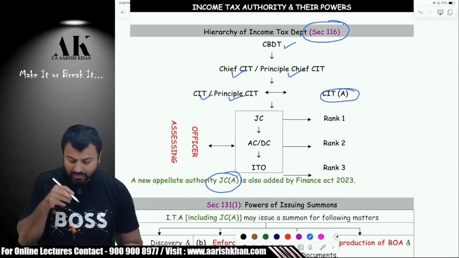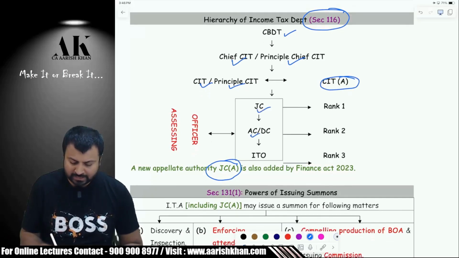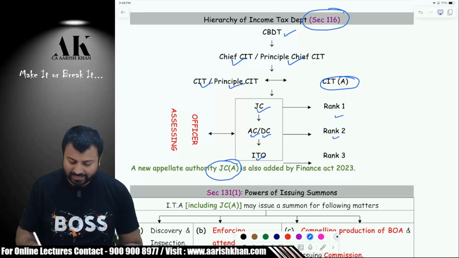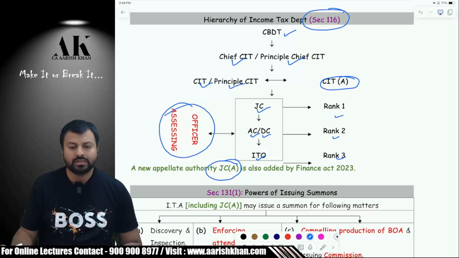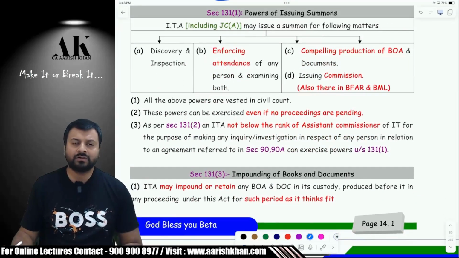Now all these officers inside the box, one is Joint Commissioner, second is Assistant Commissioner, Deputy Commissioner, third one is Income Tax Officer. All of them are different rank assessing officers. All of these are what? Assessing officers, that you have to keep in mind. Now let's talk about the powers of all of them one by one.